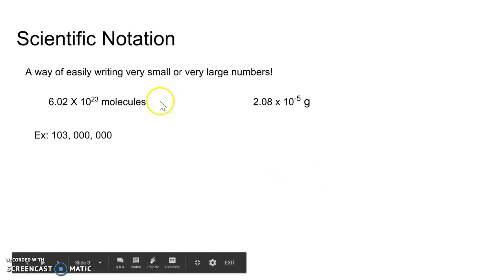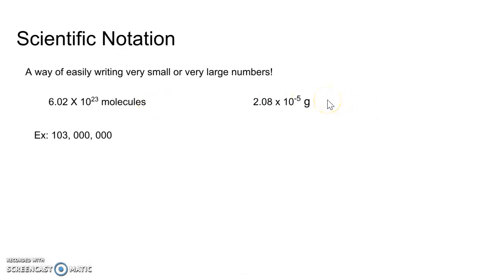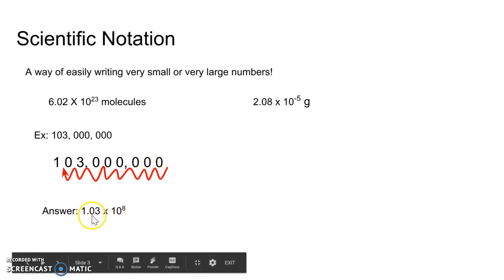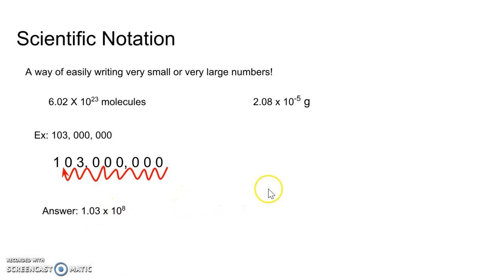This is a great example of a large number we'll use a lot in chemistry. And here's a great example of a small number we'll use a lot in chemistry. So let's practice. If I'm going to convert this into scientific notation, all I do is move the decimal point over until I hit the last non-zero number. So I do that. Cool. The number of times I had to move it over was 8, and so therefore my answer for this is 1.03 times 10 to the 8th.